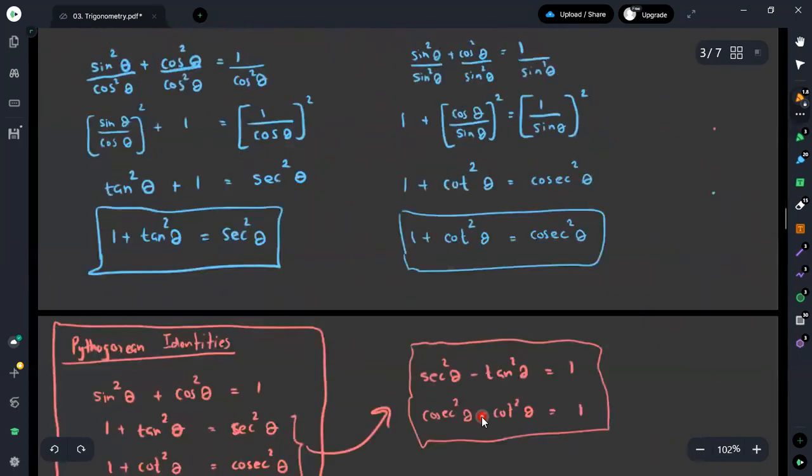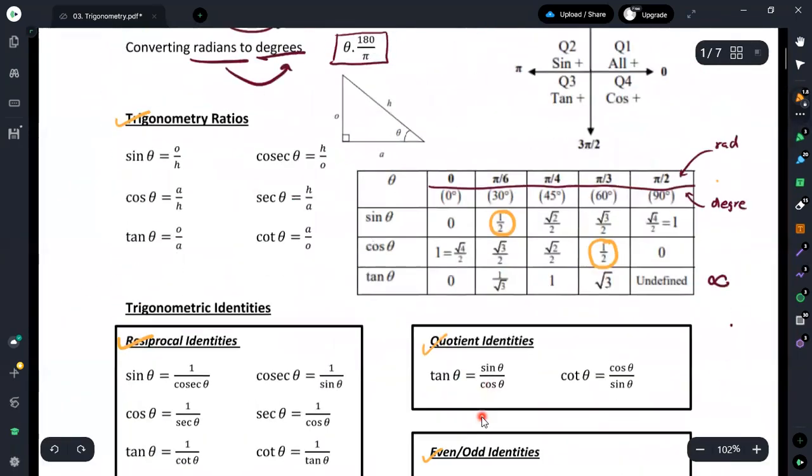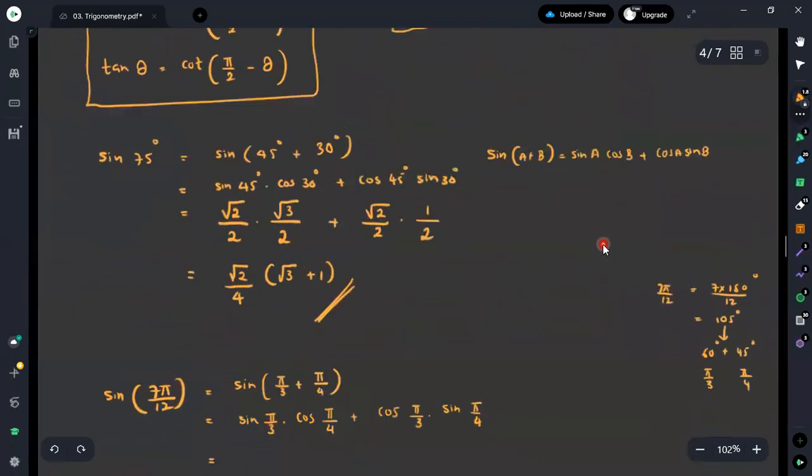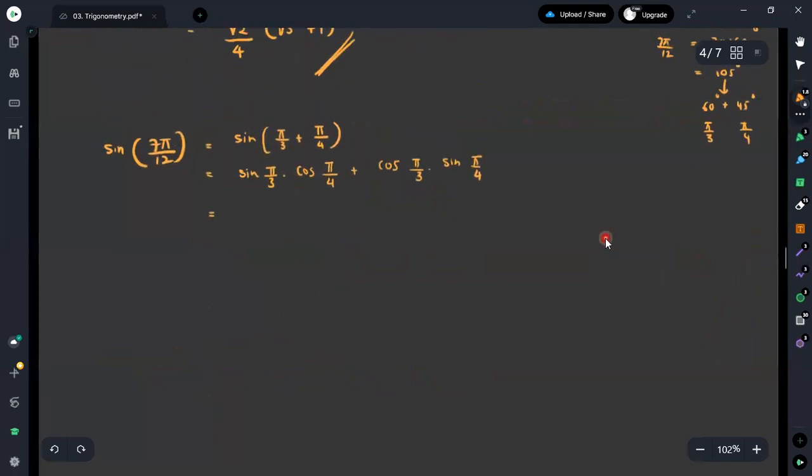Now, if you do this calculation, sine π/3 is root 3/2, multiplied with cosine π/4, which is root 2/2, plus cosine π/3, which is half, times sine π/4, which is root 2/2. Therefore, if you perform this calculation, you will get root 2/4 multiplied with (root 3 plus 1).